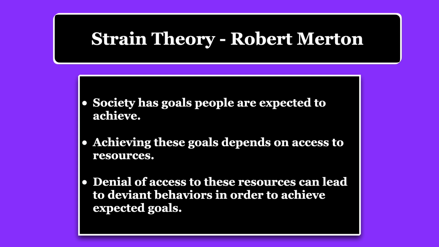Lastly, Merton says denial of access to these resources can lead to deviant behaviors in order to achieve the goals. What does that mean? If people don't have access to the resources they need to achieve those goals, then they will engage in some kind of deviant behavior to achieve the goal anyway, since there is so much pressure in society to achieve specific goals.